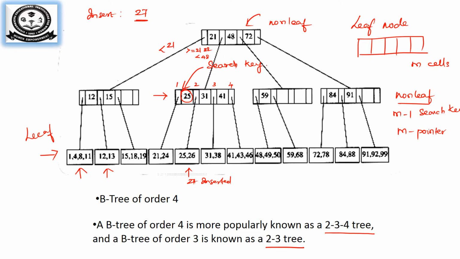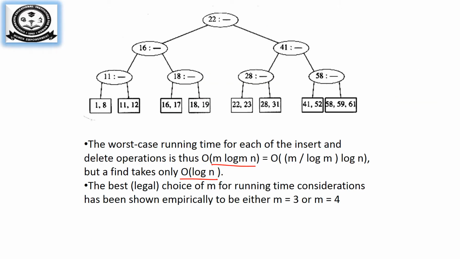Usually there are two popular types of B trees. If m is equal to 4, you call it a 2-3-4 tree. If m is equal to 3, we call that B tree a 2-3 tree. The worst-case time taken for insertion and delete operations is nearly O of log n, because it has to search through all the non-leaf nodes, then go to the leaf node. After deletion also it has to satisfy the property, so it takes nearly O of log n. The most common choice for a B tree is with order m equal to 3 or m equal to 4. That will be the most efficient one.